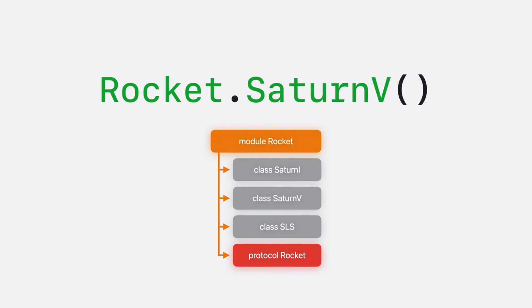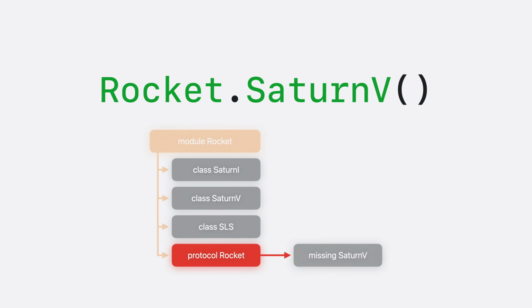Well, I'll tell you what happens. Swift prefers type names over module names, so it decides you must mean the type Rocket, and then looks inside it for a member called SaturnV. When it doesn't find one, it gives you an error. Swift 6.3 has a solution to this problem.